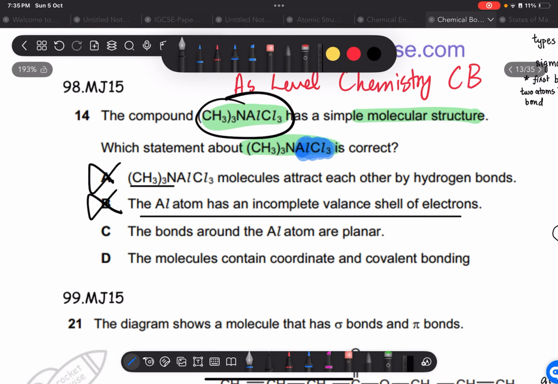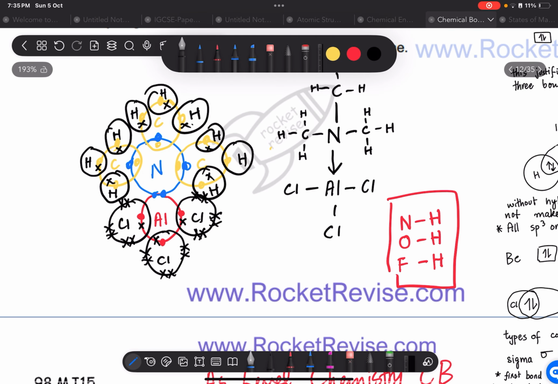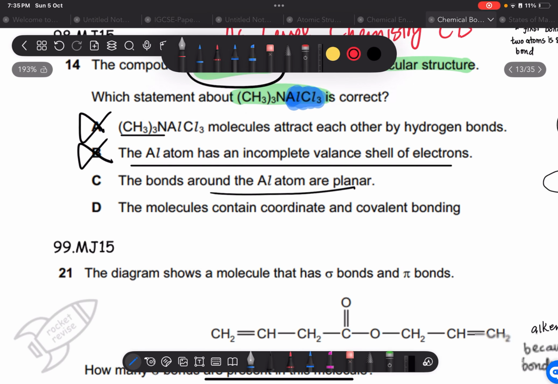The bonds around the aluminum atom are planar. No, they're not planar. Aluminum is bonded to 4 atoms, so that's going to be not planar. When you're bonded to 4 atoms, that's a tetrahedral shape. So this is tetrahedral, not planar.